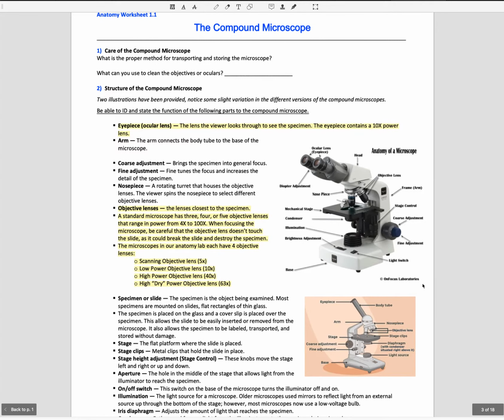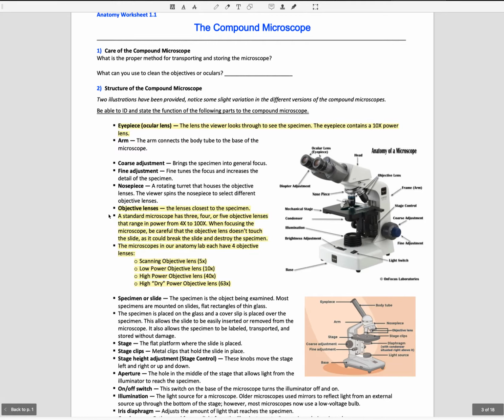Now, for the summer 2020 folks, here's what you need to know for this page. The eyepiece, which is also known as the ocular lens, these are the lenses that you look through to see the specimen. Generally speaking, the ocular lens has a 10-fold power of magnification. That means the image you see will be 10 times bigger than it is in reality if you were only looking through these eyepieces.